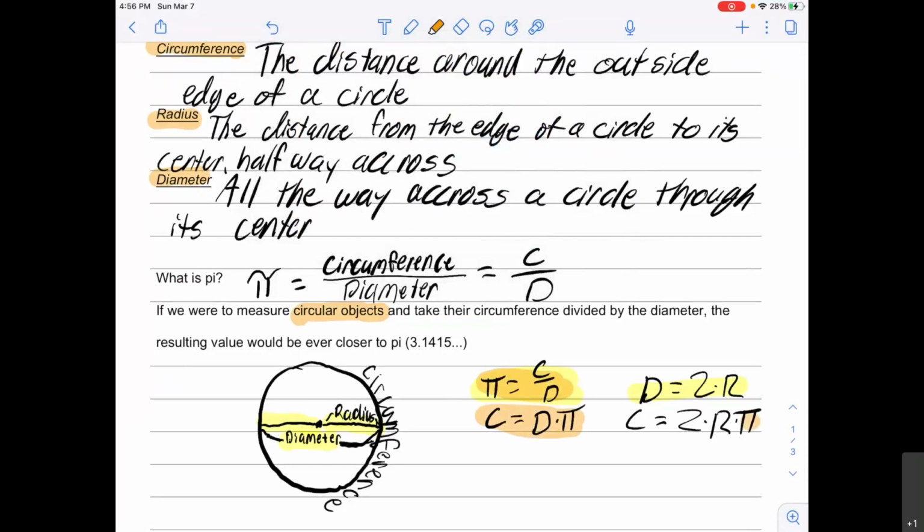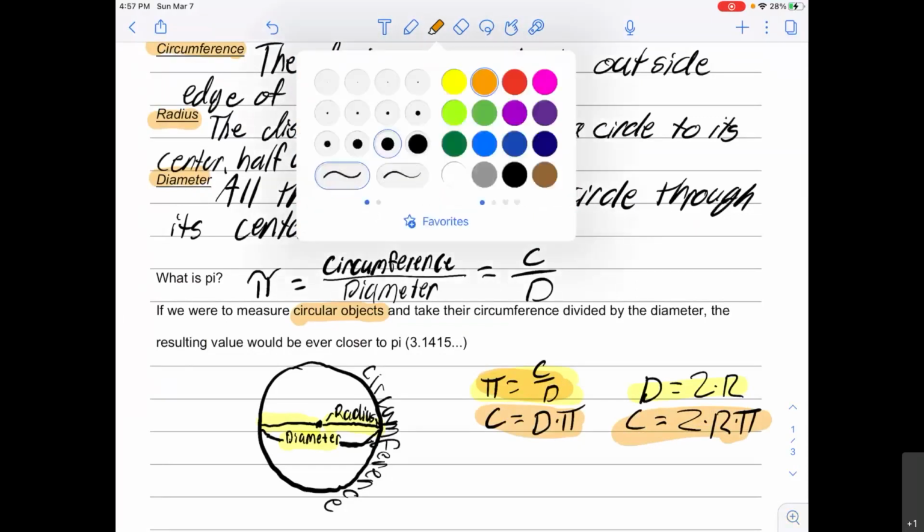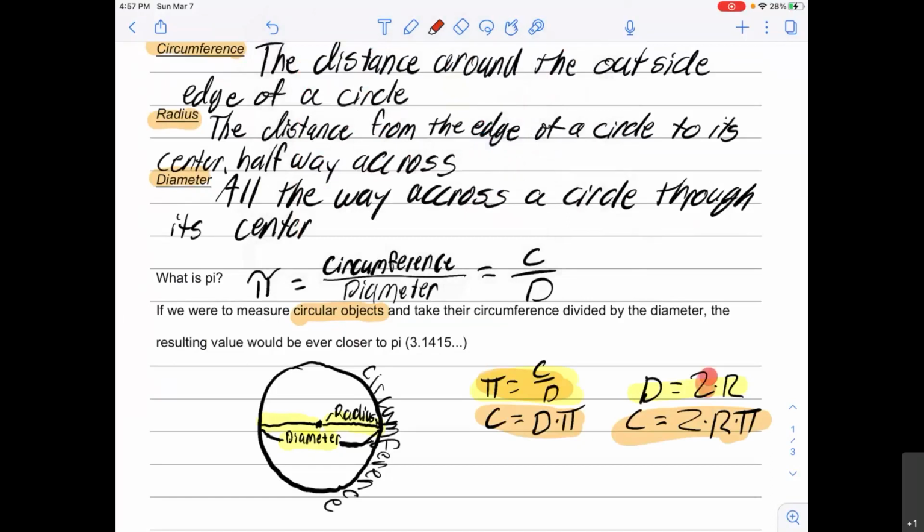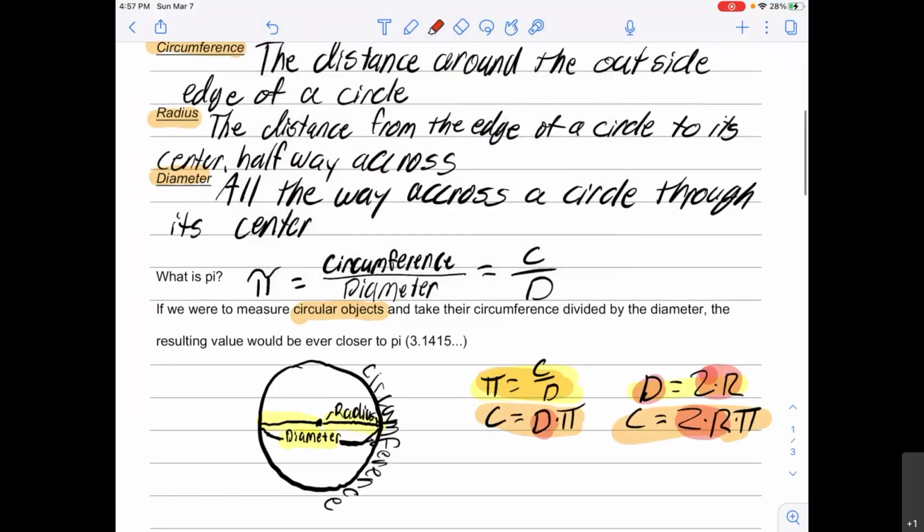And then this formula is also the same. We've just replaced these two radiuses, equals diameter. Well, two radiuses equals diameter. So all of these things are going to be really, really helpful in solving problems. And so I'm going to show you how this works.